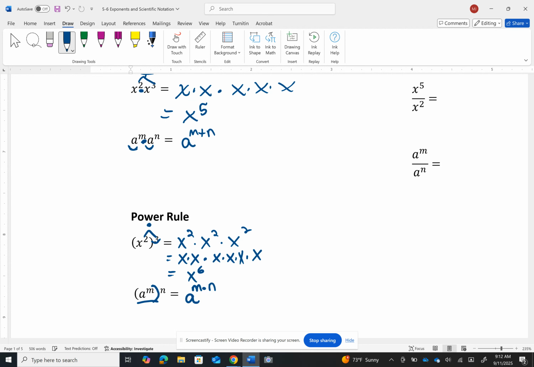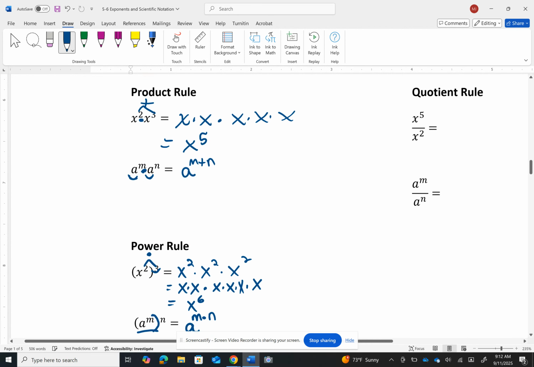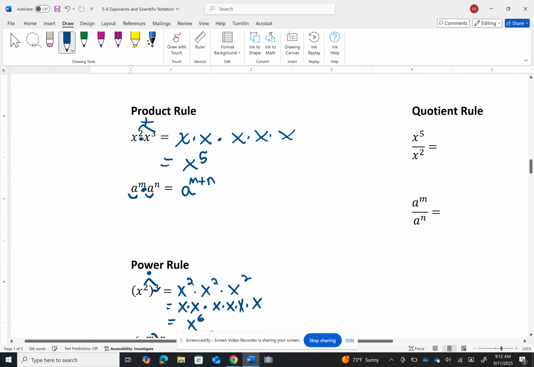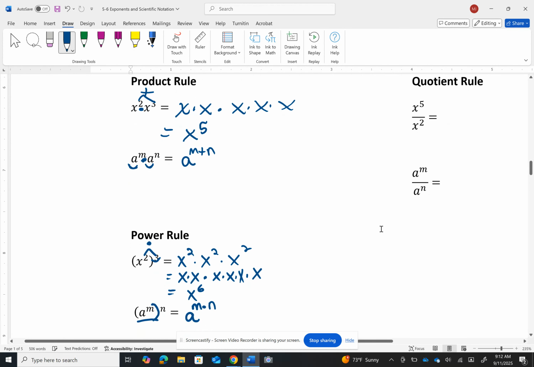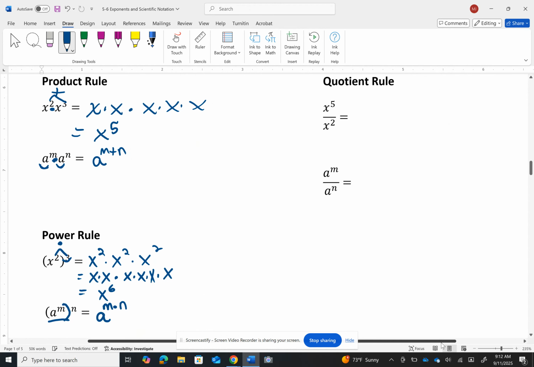Okay? Now one more would be this one, the quotient rule. Let's see, I gotta move over a little bit. All right, so for the quotient rule, it kind of equates to what happened with the product rule. X to the 5th would be 5 x's multiplied together. X to the second would be 2. And isn't any number divided by itself going to equal 1? So that would equal 1, that would equal 1.